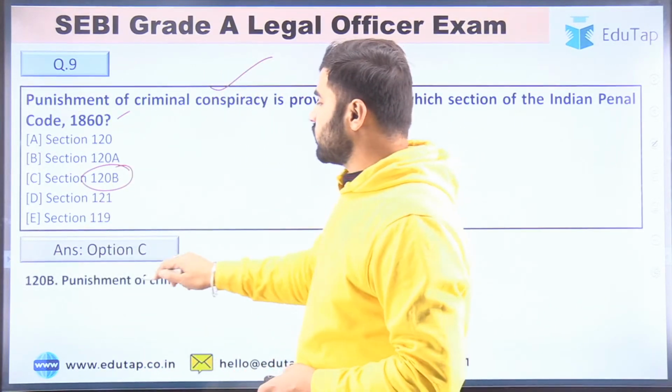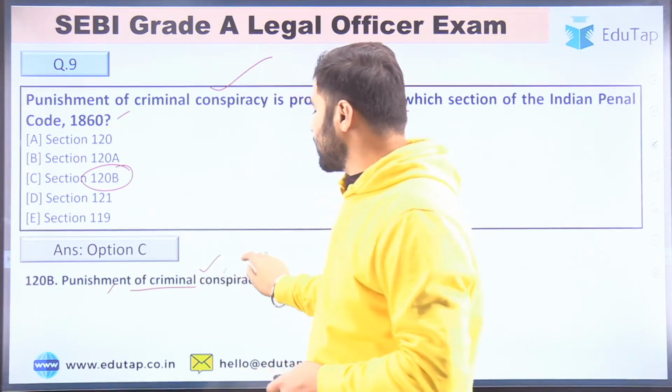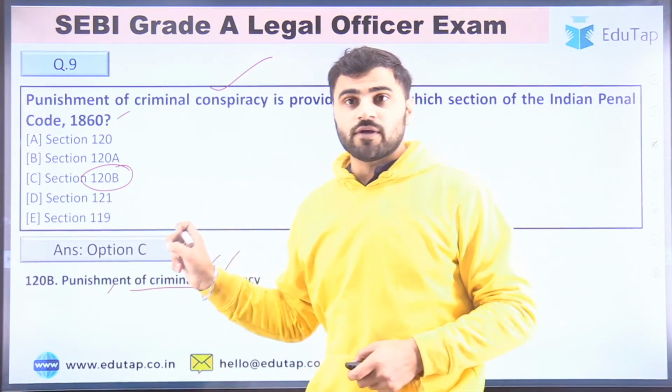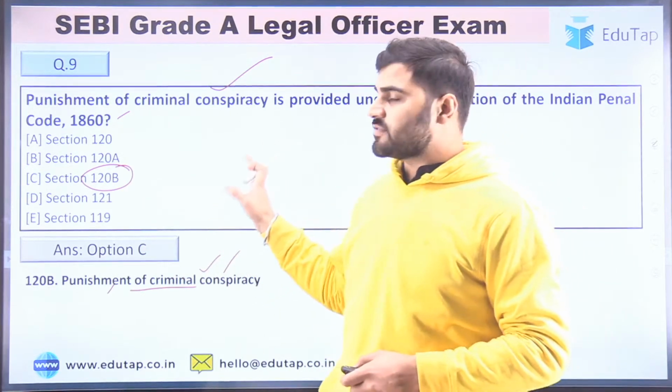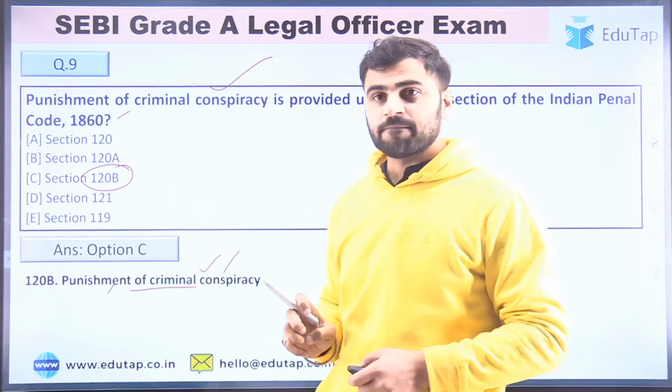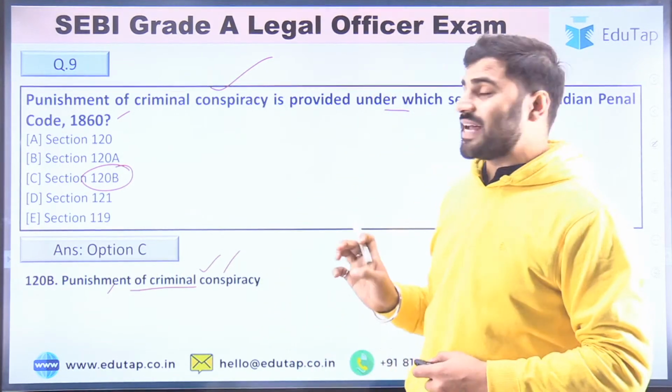If you read section 120B, that provides punishment for criminal conspiracy, right? So that is mentioned. Those who are saying C, Gaurav is saying option number C, that is the very correct answer. Ranjay is saying the same, that is C. Yeah, Ranjay, you are correct. Right? Now let's move to the last question of the day.